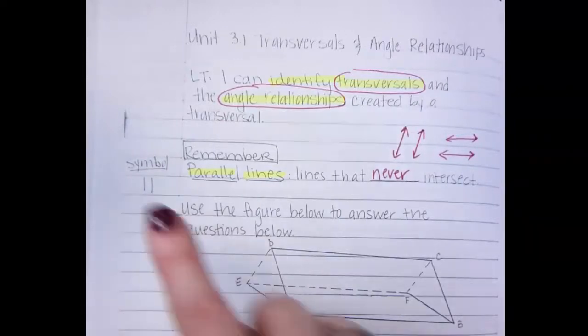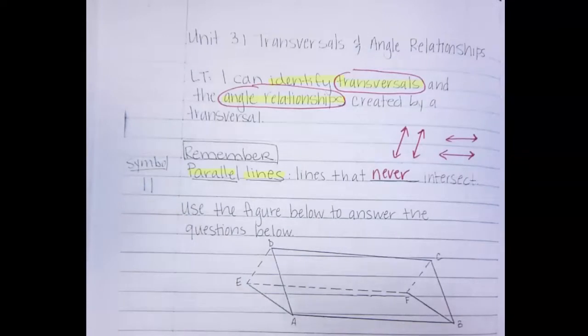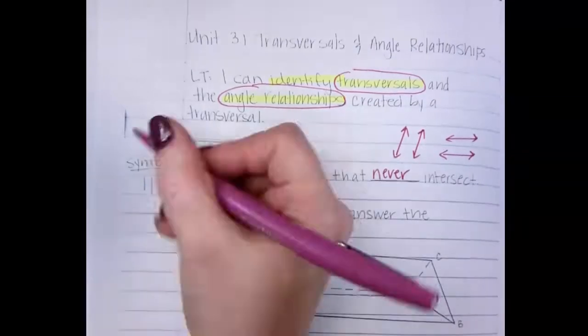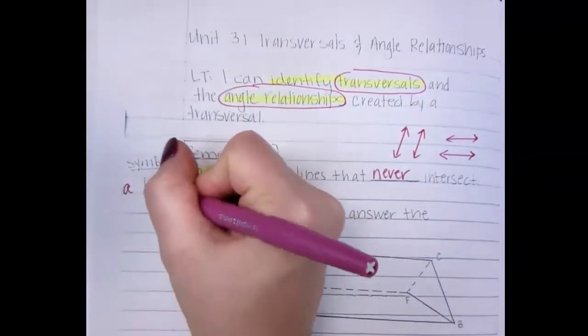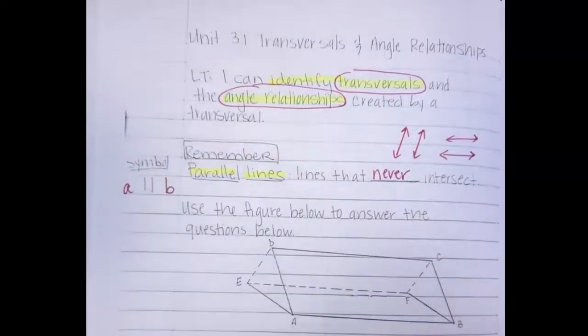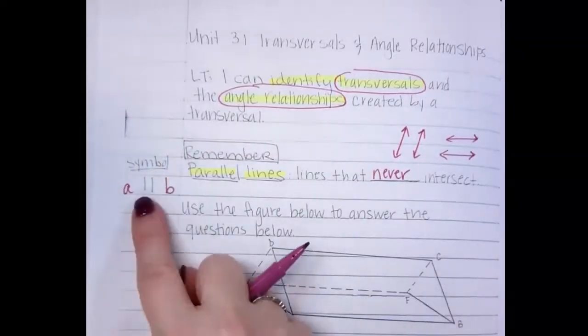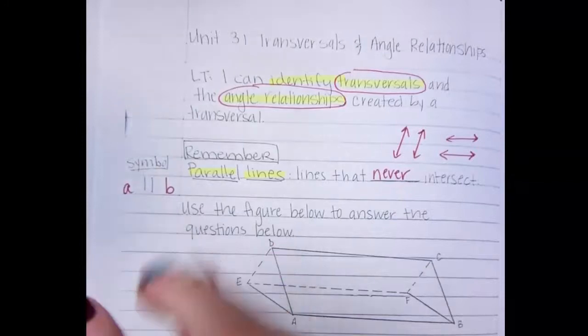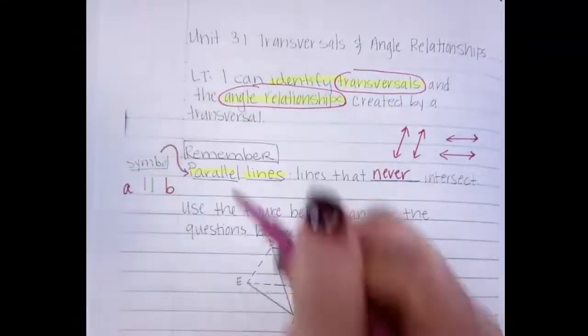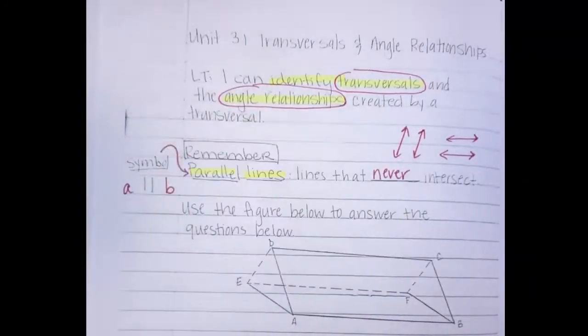So I could say, and I'm going to use them down here in a little bit, that line A is parallel to line B. All right, and that's how we would read something like this. So this is the symbol for parallel lines. Cool, you learn something new every day.